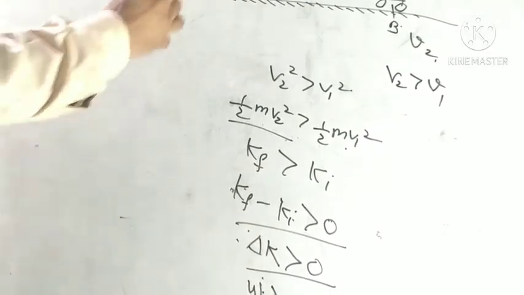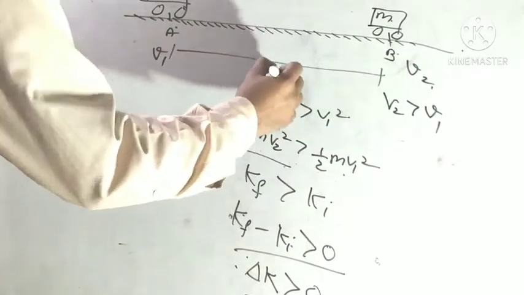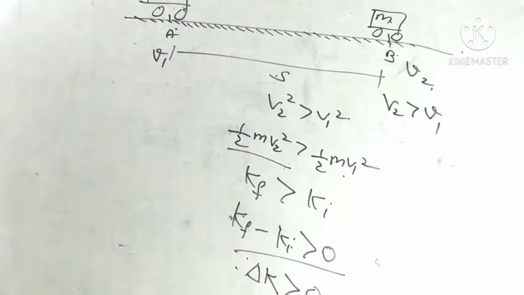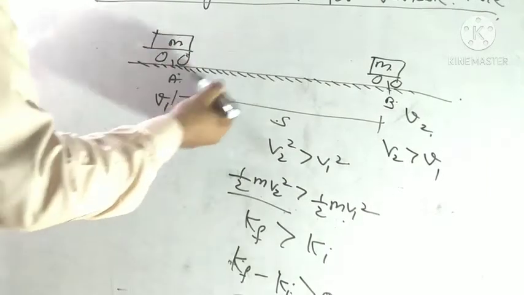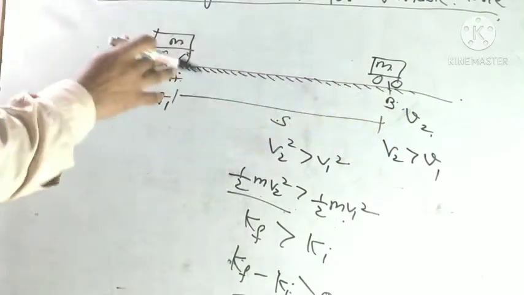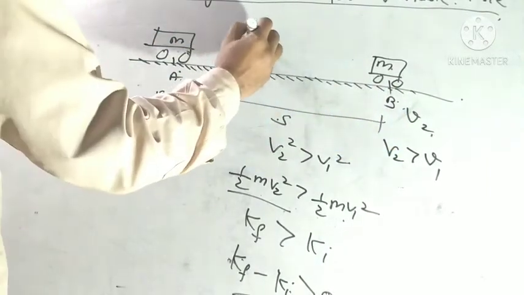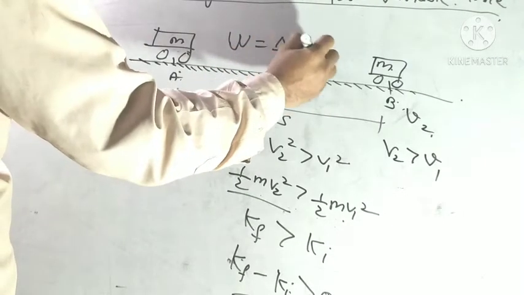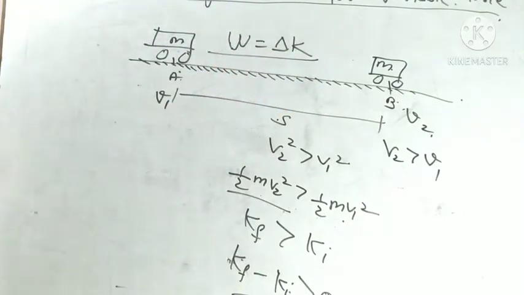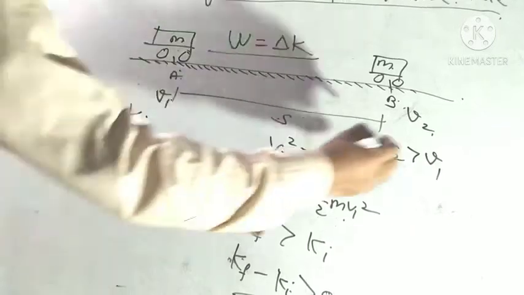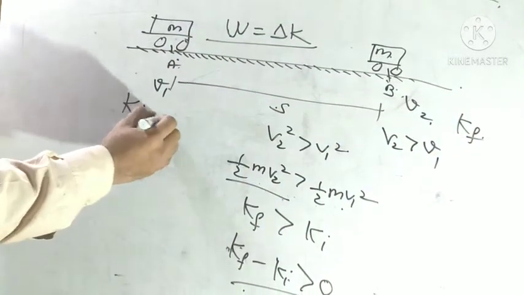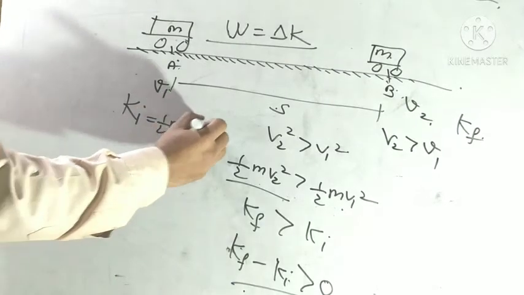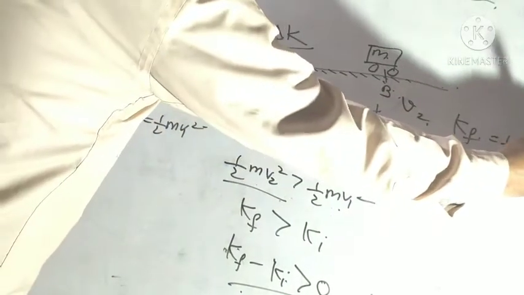So this car covers some distance s. This shows the car moving from point A to point B. Some work W is done here, and that work done W is equal to delta K, the change in kinetic energy. Here is the kinetic energy Ki, and here the kinetic energy Kf. So we write Ki is equal to half m v1 square, and Kf is equal to half m v2 square.